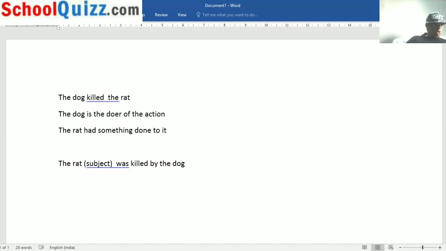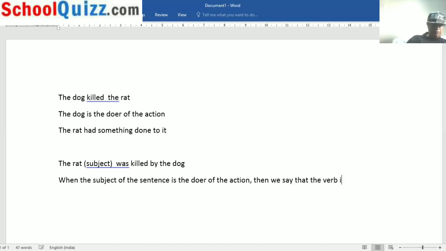So you have to remember two rules. One, when the subject of the sentence is the doer of the action, then we say that the verb is in the active voice. That's the first rule you need to know.